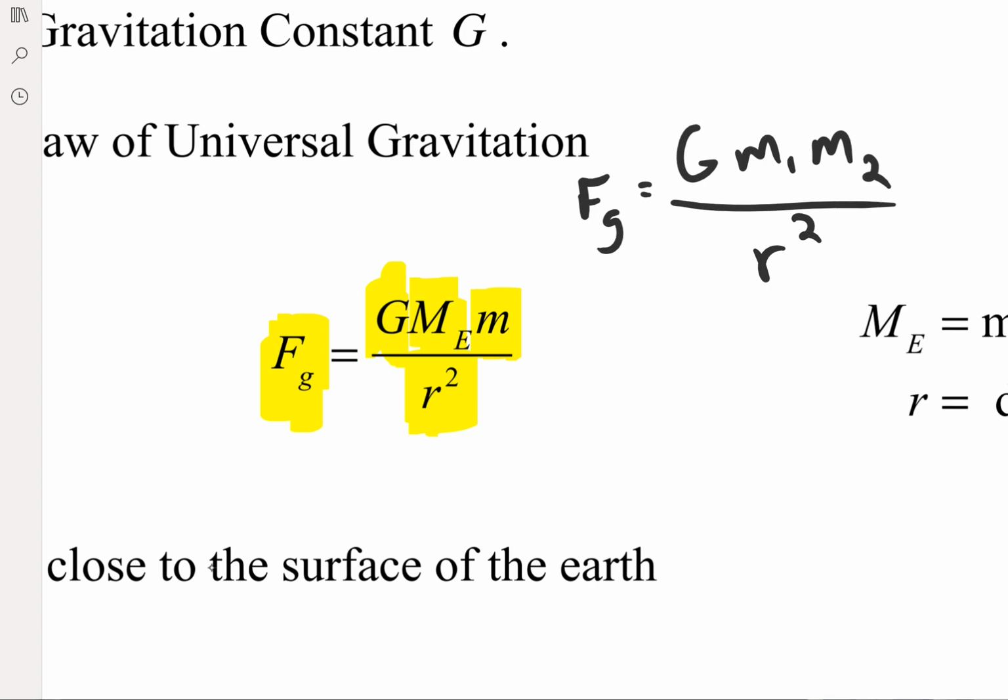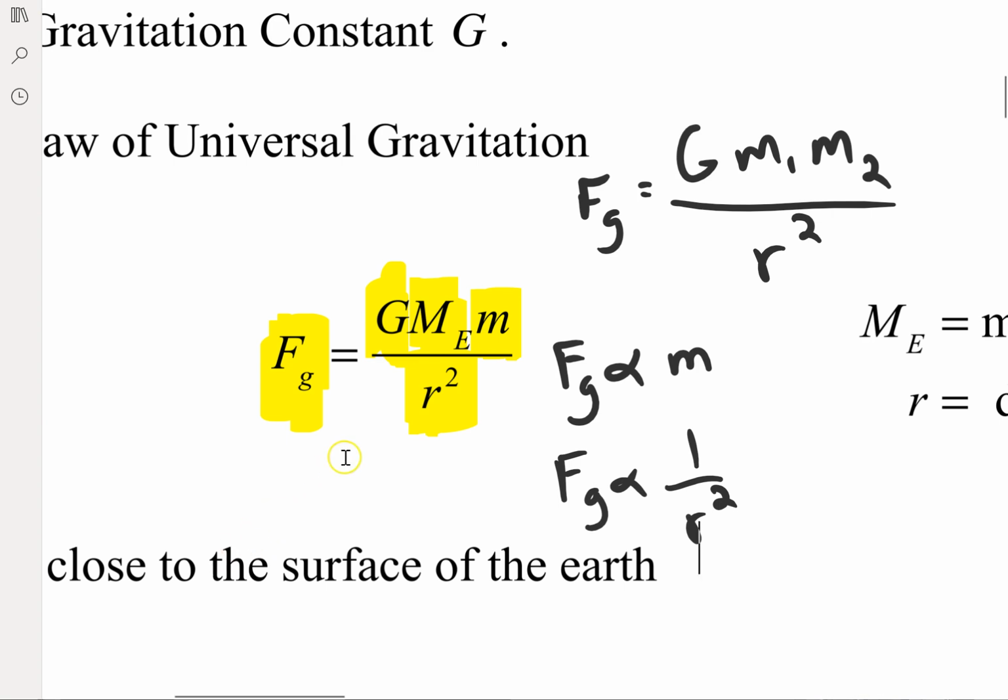Notice in this equation that my gravitational force is proportional to my mass. If I double my mass, I double the amount of force, and that's for either of the masses. Also notice that my force of gravity is proportional to 1 over the radius squared. So if I double the radius, I decrease the force by a factor of 4, or 1 over 2 squared. So pretty much the tighter the mass is, the smaller the radius, the more the force is going to be.